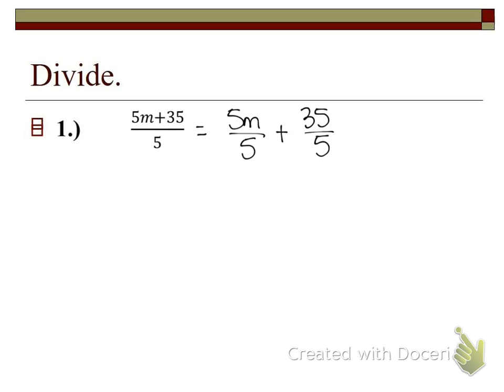5m divided by 5, what does that become? 1m, or just m, plus 35 divided by 5 is 7. Easy peasy. Each term from the numerator gets divided by the same denominator. You ready for number 2?